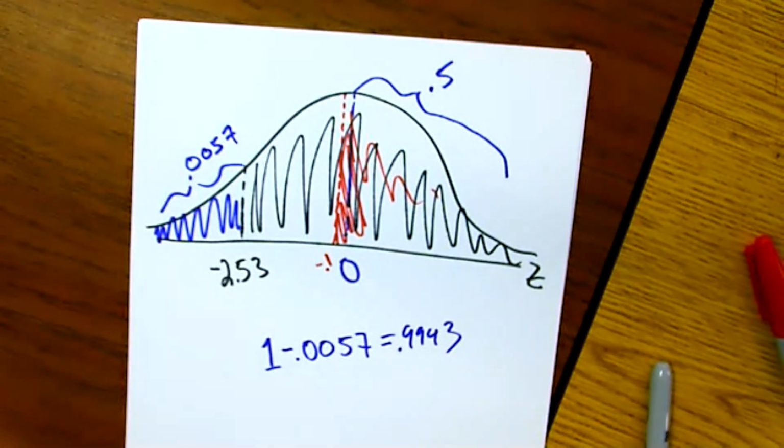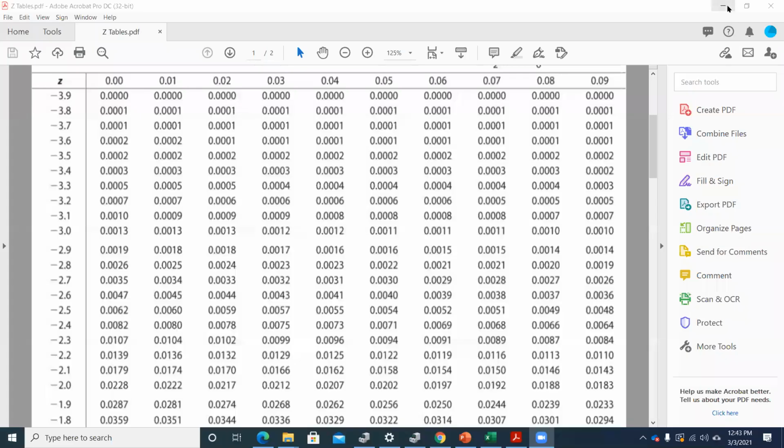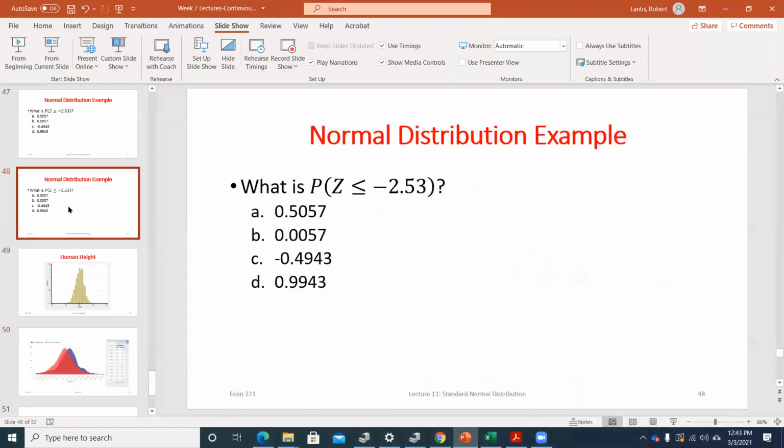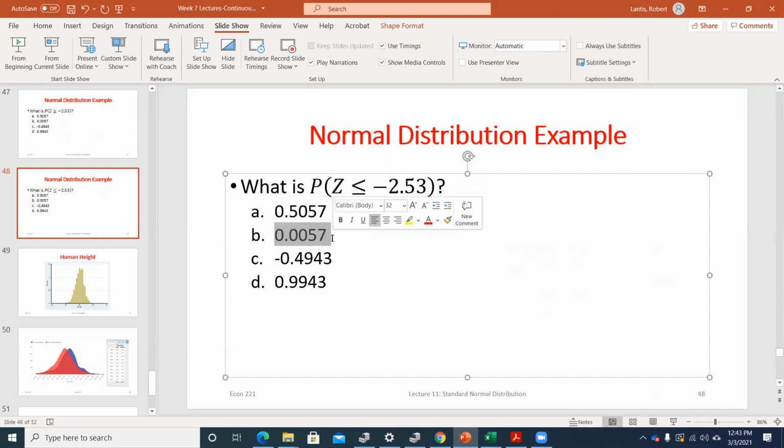All right, so what if I wanted the probability that it's less than? Well, we basically found this in the process, right? If we wanted the probability that it's less than negative 2.53, that was simply looking up negative 2.53, and the table gives me that the area to the left is 0.0057.